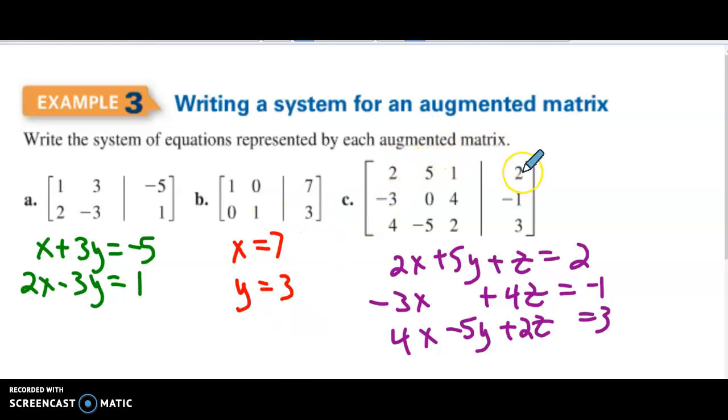2x plus 5y plus z equals 2, negative 3x. I didn't write plus 0y. I'm not going to waste my time there. I have to write the 0 when I do a matrix, but when I do an equation, I kind of leave it blank. 4x minus 5y plus 2z equals 3. So hopefully you got those same matrices or those same equations from the augmented matrix.